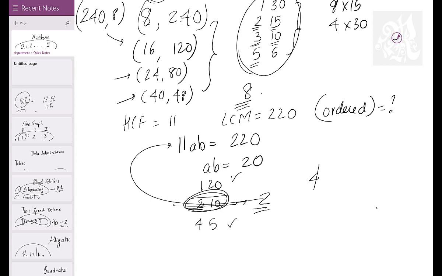Normal pair क्या होता है? Pair होता है बस. एक pure veg restaurant ऐसा हो गया. Anyway, so pairs is 2 and ordered is 4.